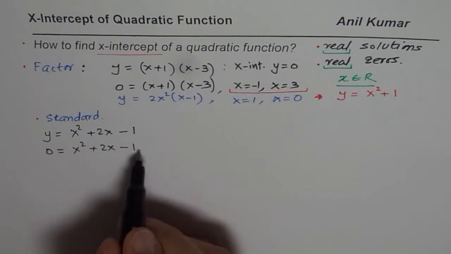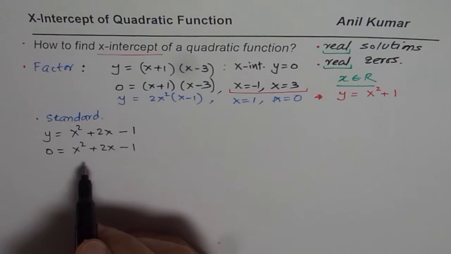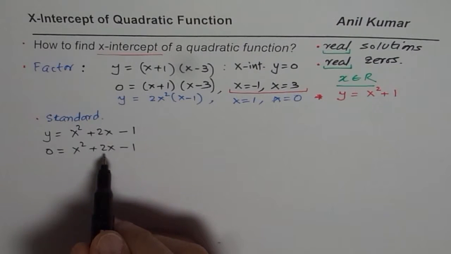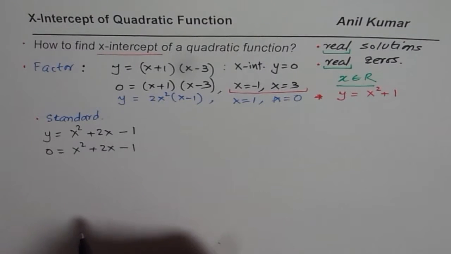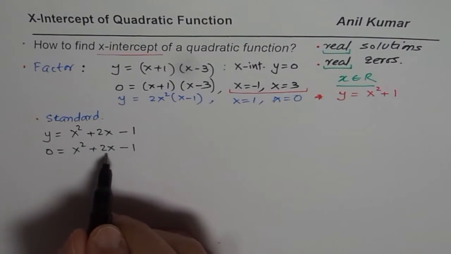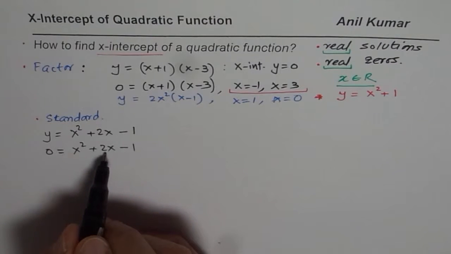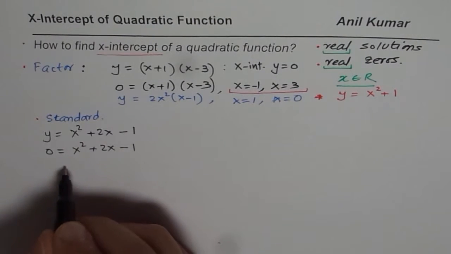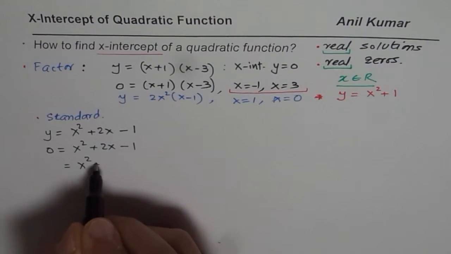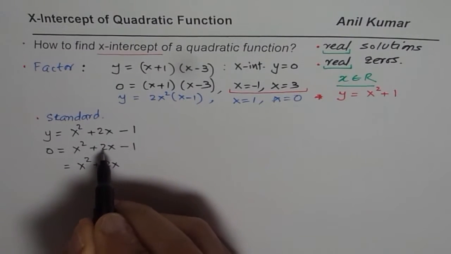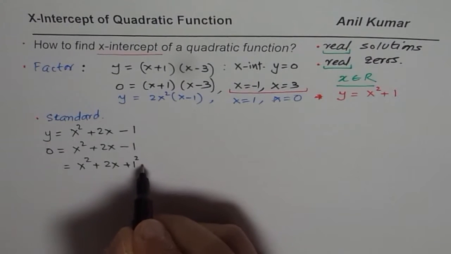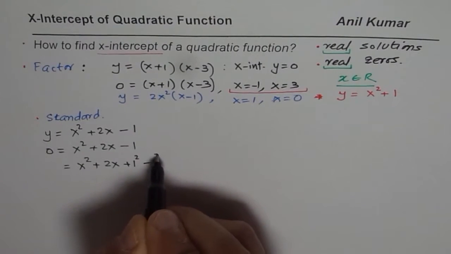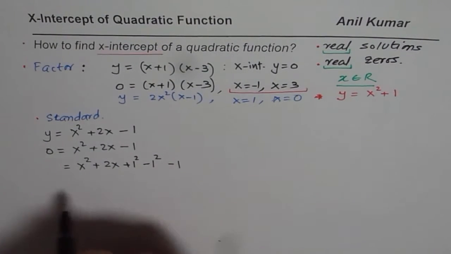Now in this situation, what we can do is completing the squares and then solve for x. That is the best way to do. To complete the squares, we need to add and subtract half of this number squared, right? So we'll do x squared plus 2x is already there. Half of 2 is 1. So we'll add 1 squared and we'll subtract 1 squared. And we already have minus 1, correct?